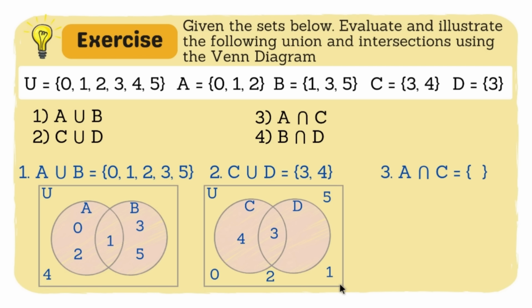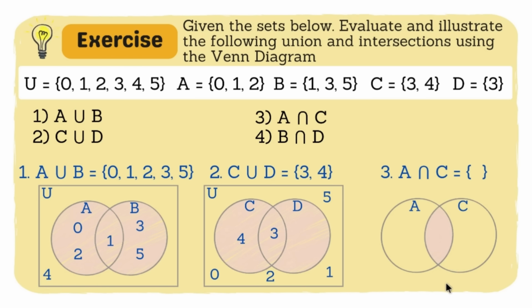Next, number 3. We have here A intersection C. Okay, ang sagot po natin ay null set. Bakit null set? Take a look at set A. We have 0, 1, and 2. Take a look at set C. We have 3 and 4. Meron bang intersection ang dalawa? Meron bang common elements? Wala po. So that's why our answer is just null set.